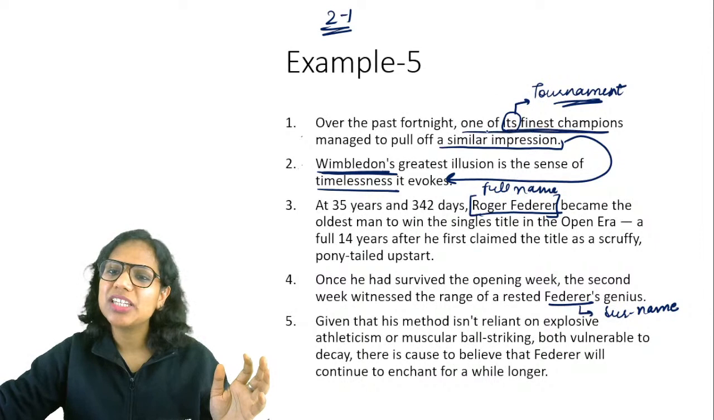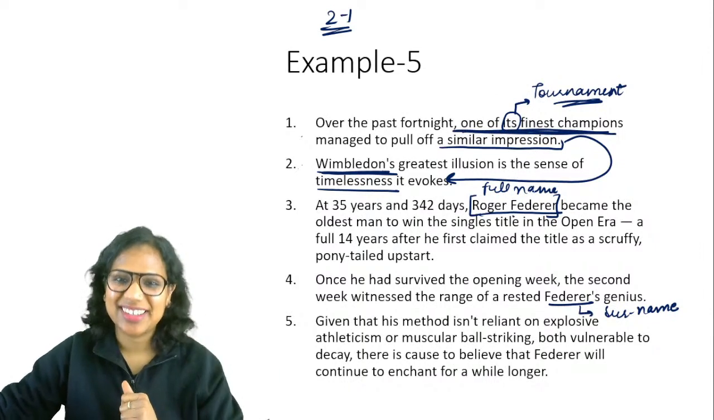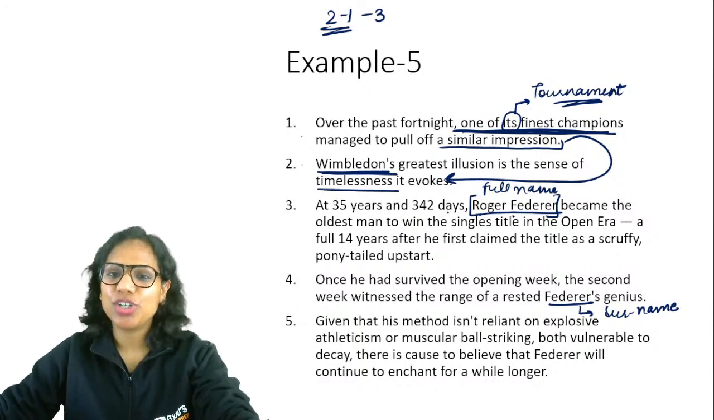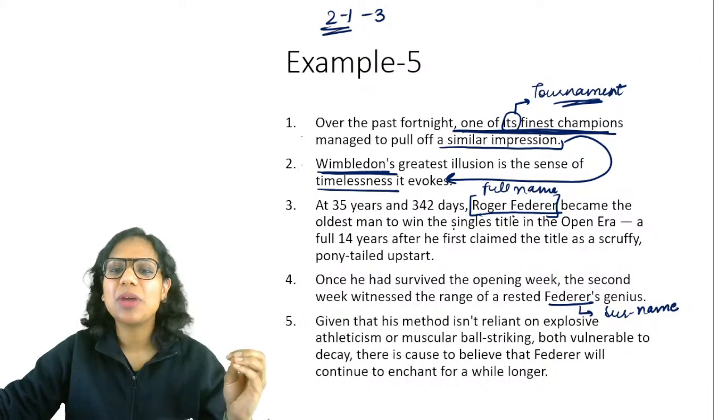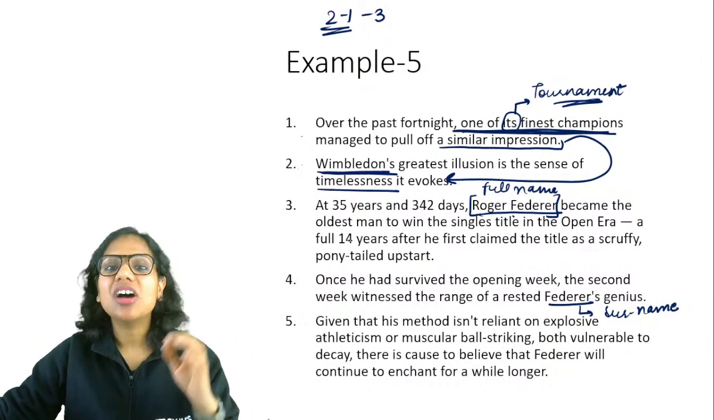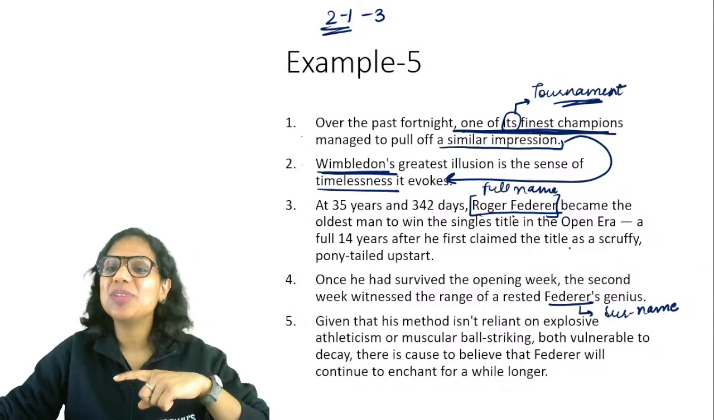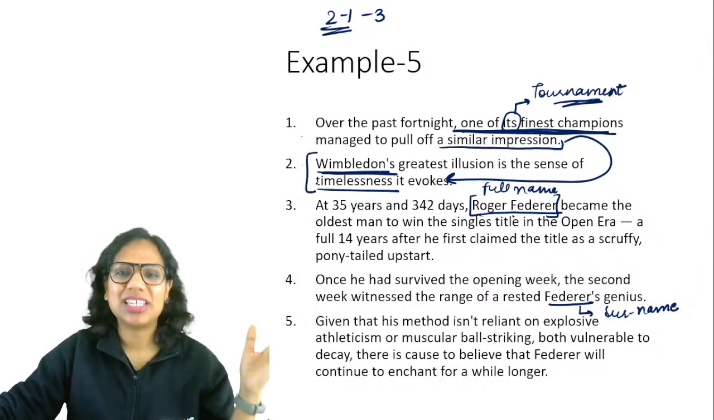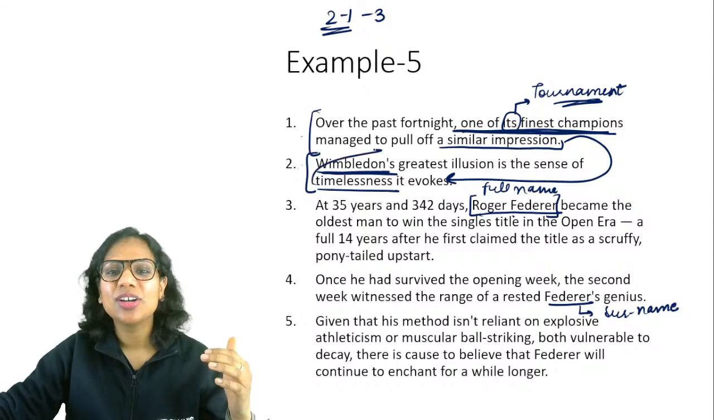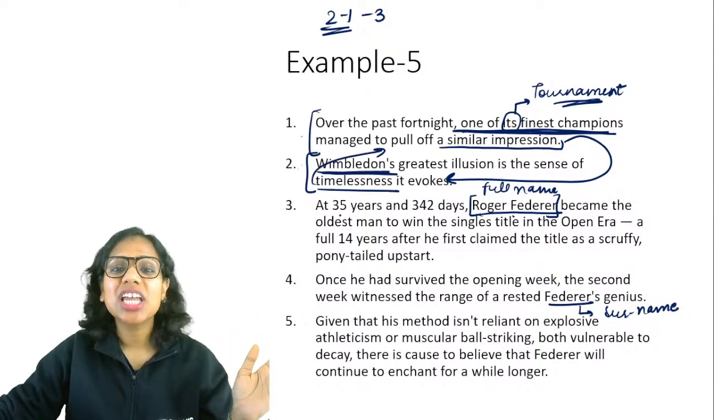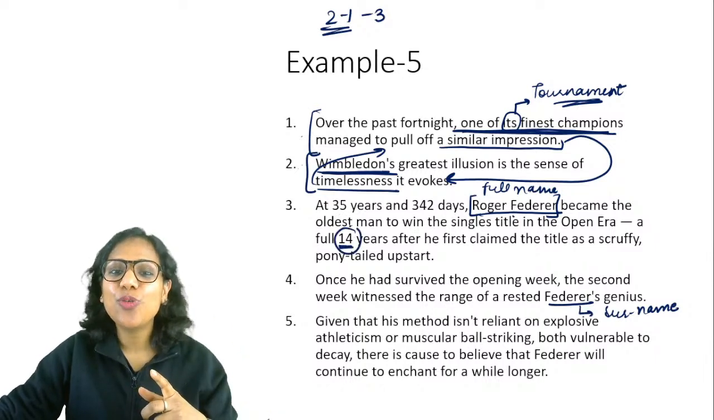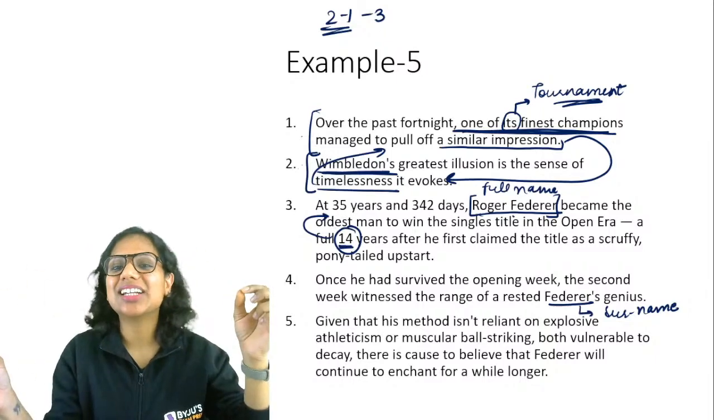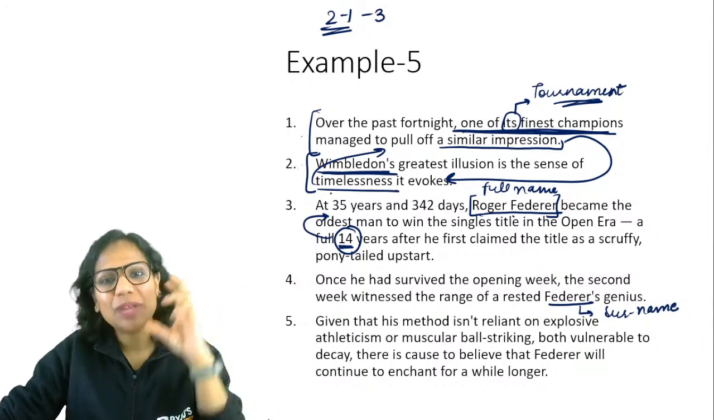Now, who is this one of its finest champions? Roger Federer. So, this comes immediately after one. At 35 years and 342 days, Roger Federer became the oldest man to win the singles title in the Open era, a full 14 years after he first claimed the title as a scruffy, ponytailed upstart. So I'm saying that Wimbledon appears to be timeless, evergreen. One of its champions actually pulled off this similar impression, because he won it again a full 14 years after he first won it. So see, evergreen, timeless. I told you there's an underlying thread running through this paragraph. That thread is of timelessness only.